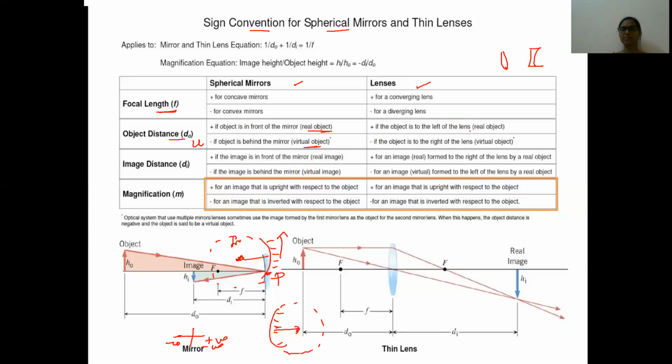In the case of lenses, if the object is to the left of the lens, this left side and right side, if you take the left side, the object will be to the left of the lens, or in the case of a real object, on the left, we take it as positive. If the object is on the right side of the lens, or a virtual object, that time we take it as negative.